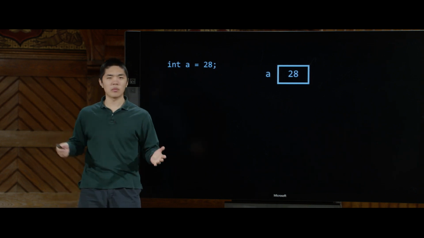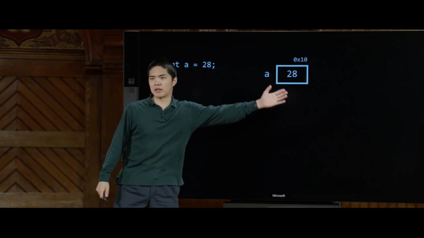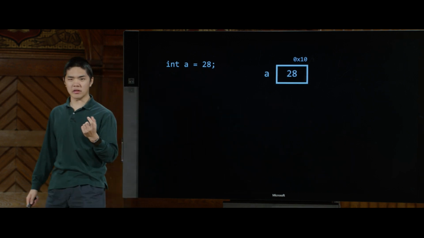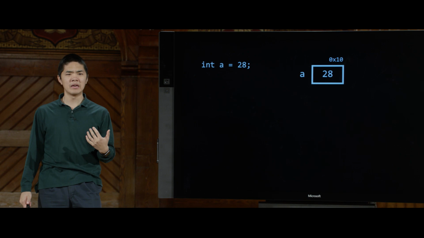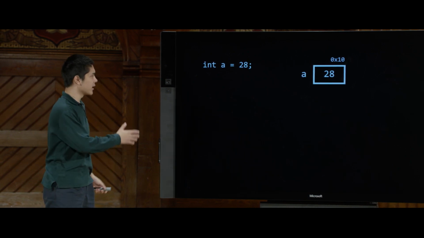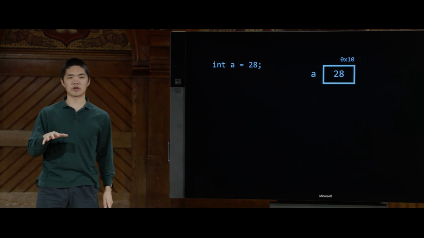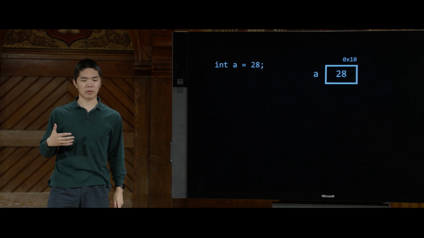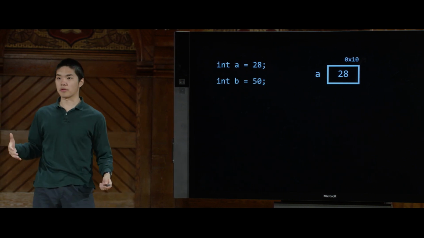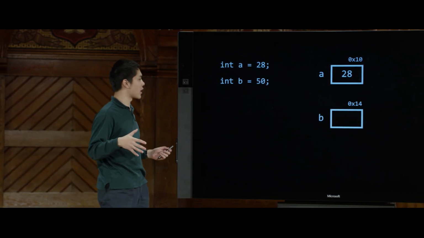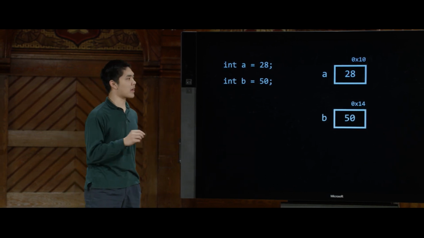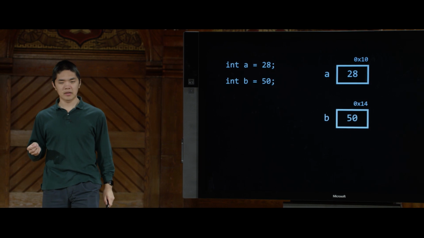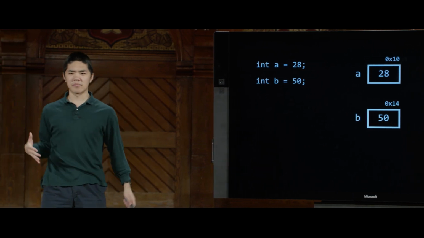It doesn't matter exactly what that address is, but maybe it's 0x10, for instance, where often these addresses are stored in hexadecimal, those numbers that start with 0x something, where hexadecimal is just base 16. So every location in memory has an address, just a new thing that we're talking about this week, such that if I do something like int b equals 50, very similar idea. Create a variable that also has an address, this time 0x14, inside of which we're going to store the number 50.